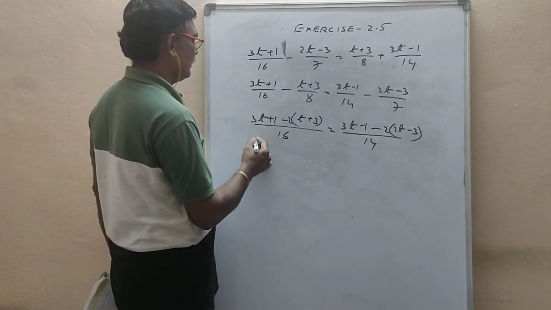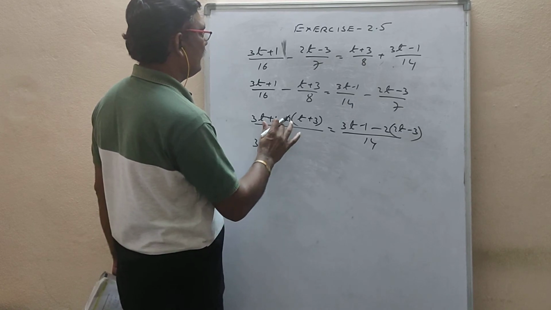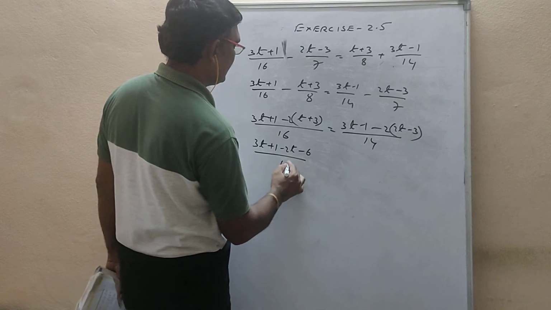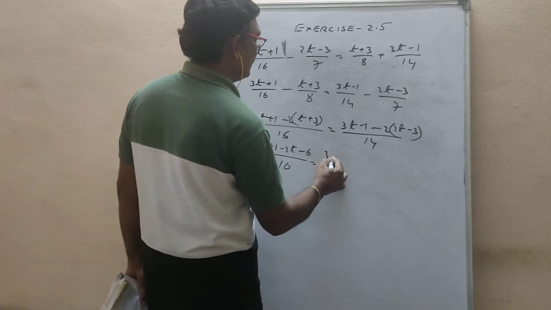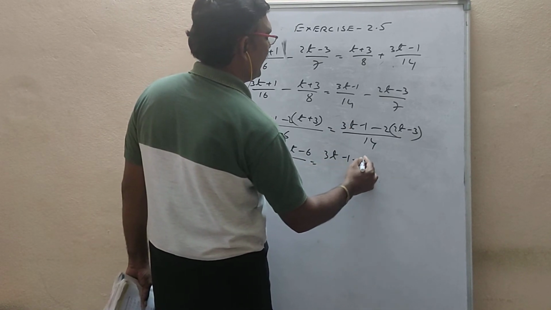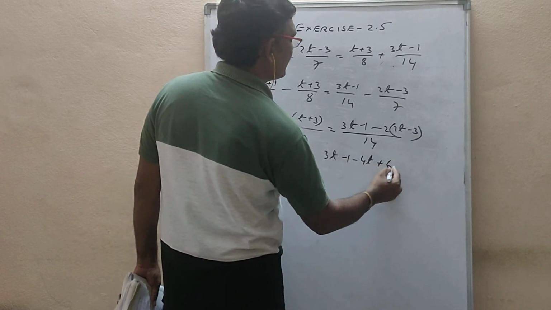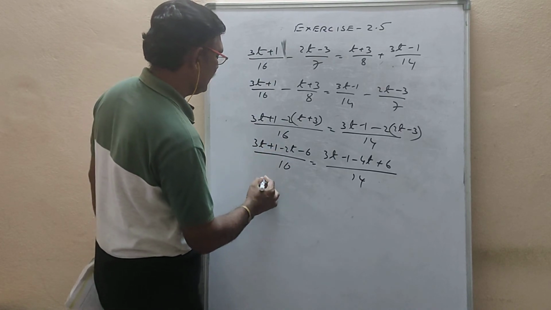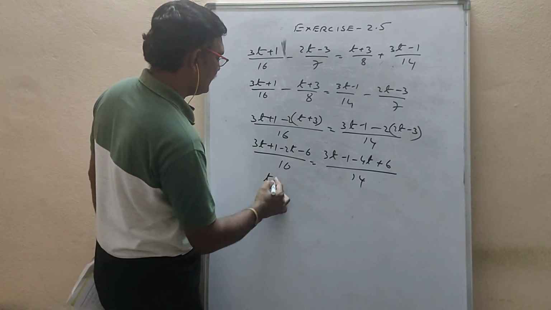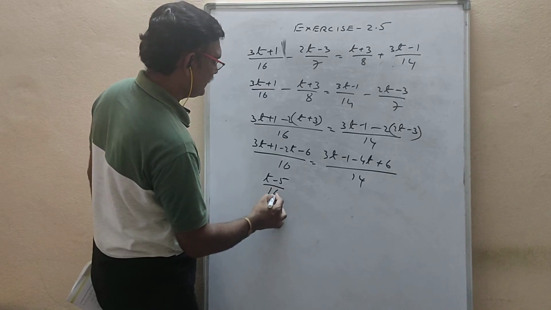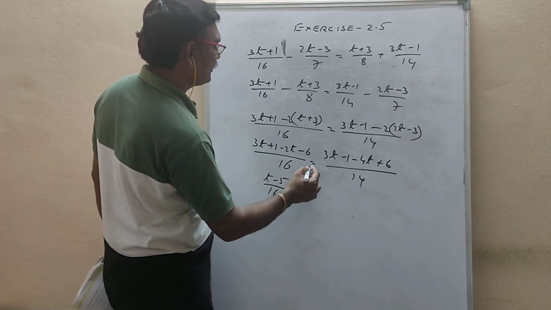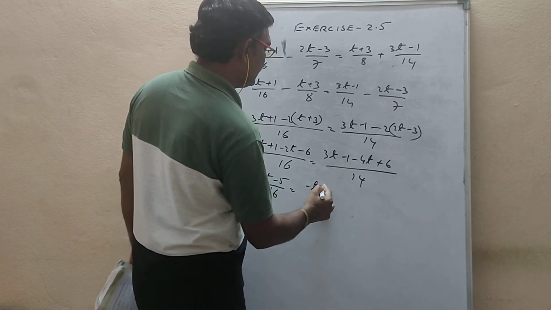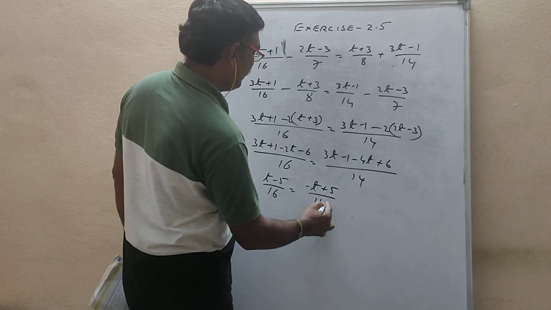Now simplification. 3t plus 1, with minus 2 multiplied, minus 2t minus 6 by 16. Here 3t minus 1 minus 4t plus 6 by 14. Now 3t minus 2t is t. 1 minus 6 is minus 5 by 16 is equal to 3t minus 4t is minus t, minus 1 plus 6 is plus 5 by 14.